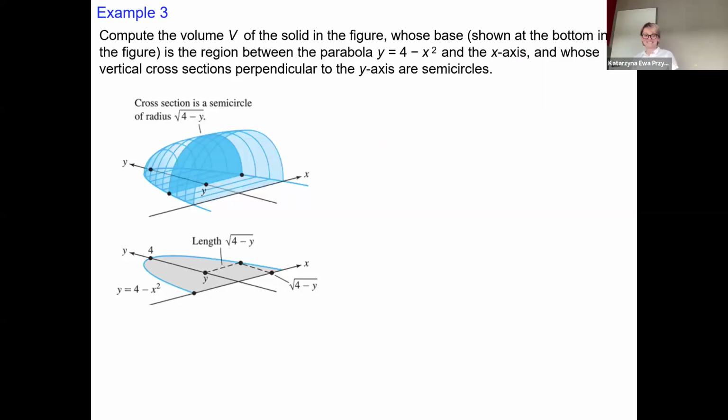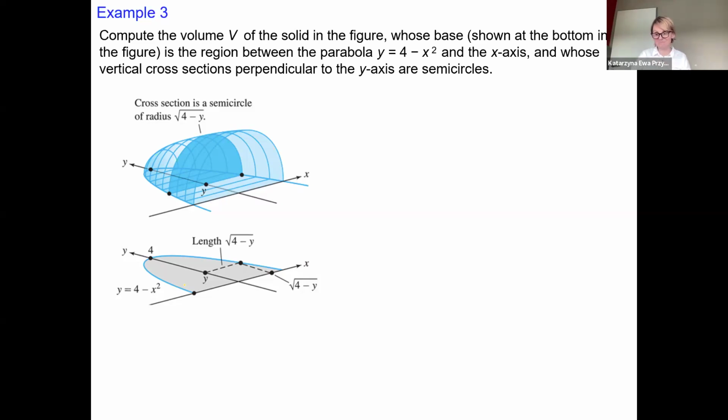That means this is a nice example. Also, compute the volume, but we will just set up, okay? We will just set up, I mean, we will see. Compute the volume V of the solid in the figure, whose base shown at the bottom in the figure, we actually have it. The base is the region between the parabola y equals 4 minus x squared and the x-axis.